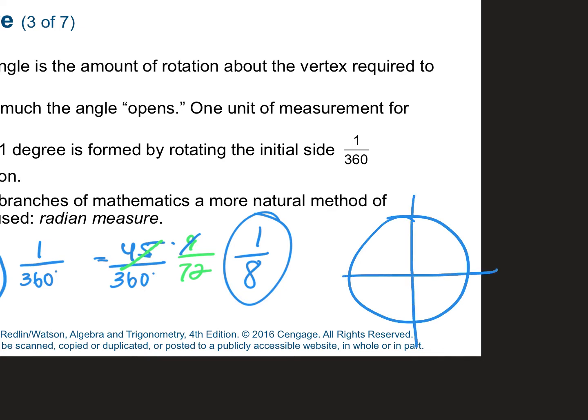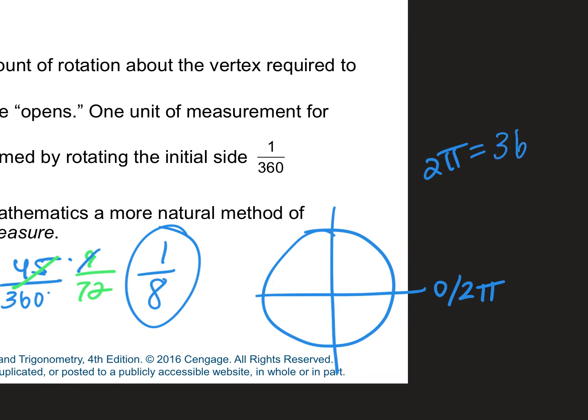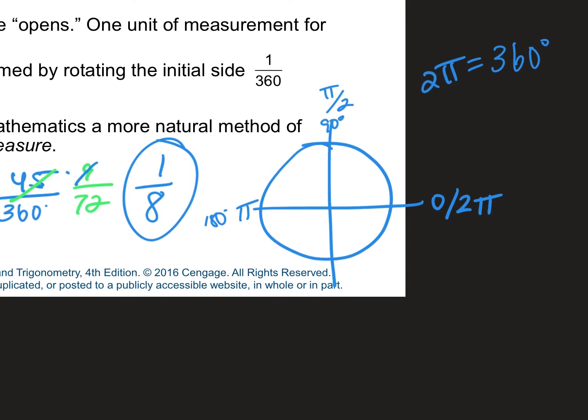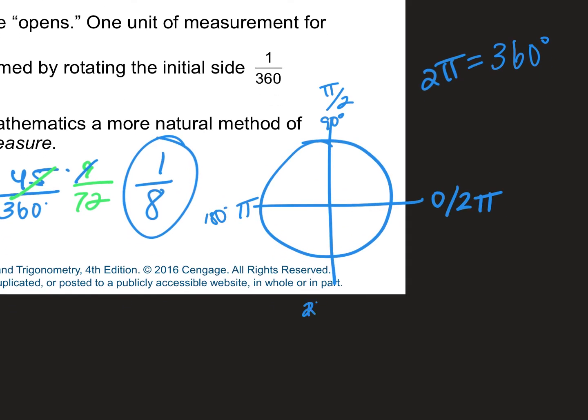You may not have memorized it or anything, but your unit circle looks like this, right? It's still here. This would be 0 or 2 pi. That's the same as 360 degrees. 2 pi is the same as 360 degrees, and I'll show you how to do the conversion there. But up here, your 90 degrees is the same as pi over 2. 180 degrees is the same as pi. 270 is the same as 3 pi over 2. And I'll explain to you how that comes about. And if you don't know where something is on the unit circle, you can convert it, and it's not that big of a deal.